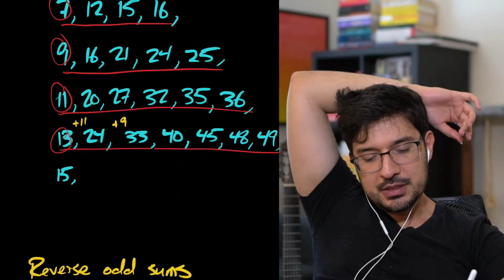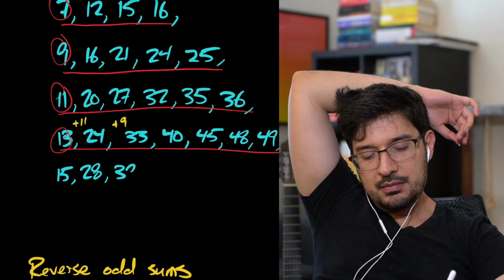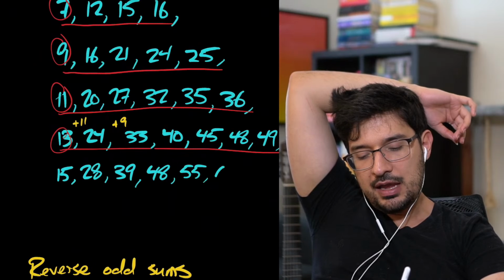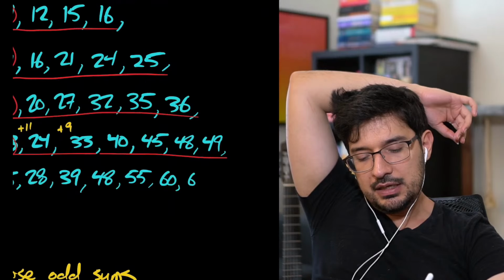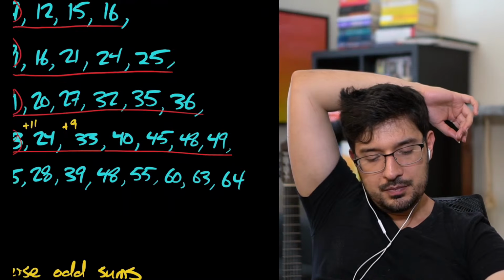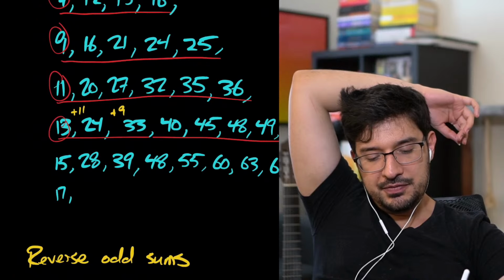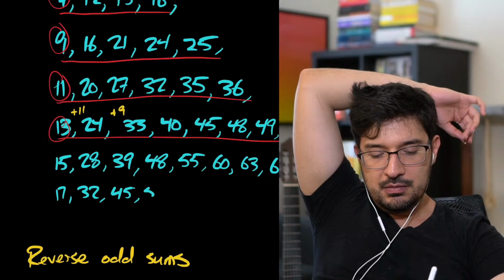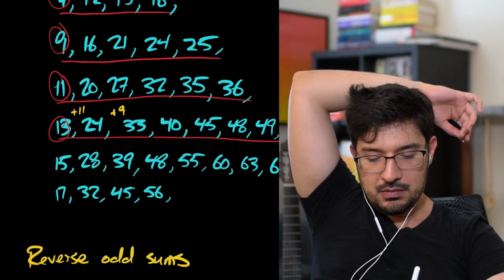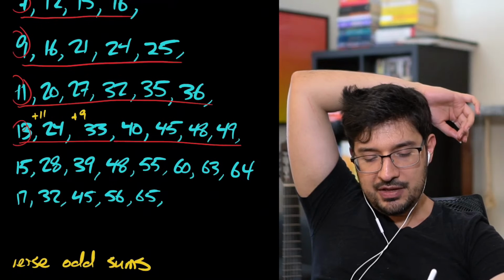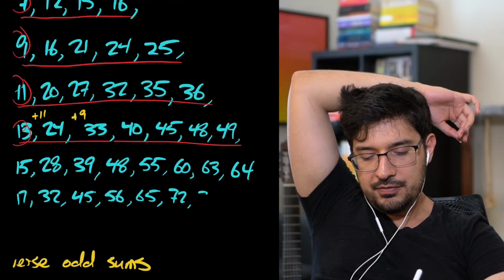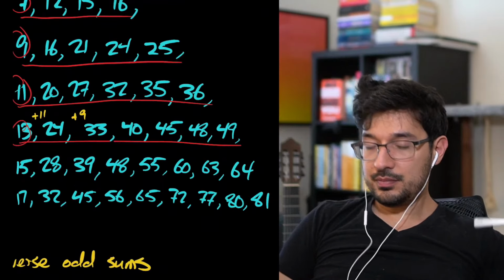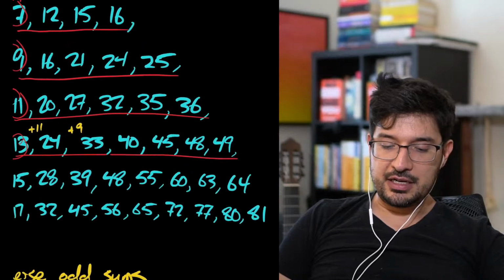So 15 plus 13 plus 11 plus 9 plus 7 plus 5 plus 3 plus 1. 17 plus 15 plus 13 plus 11 plus 9 plus 7 plus 5 plus 3 plus 1, etc., etc. And we continue.